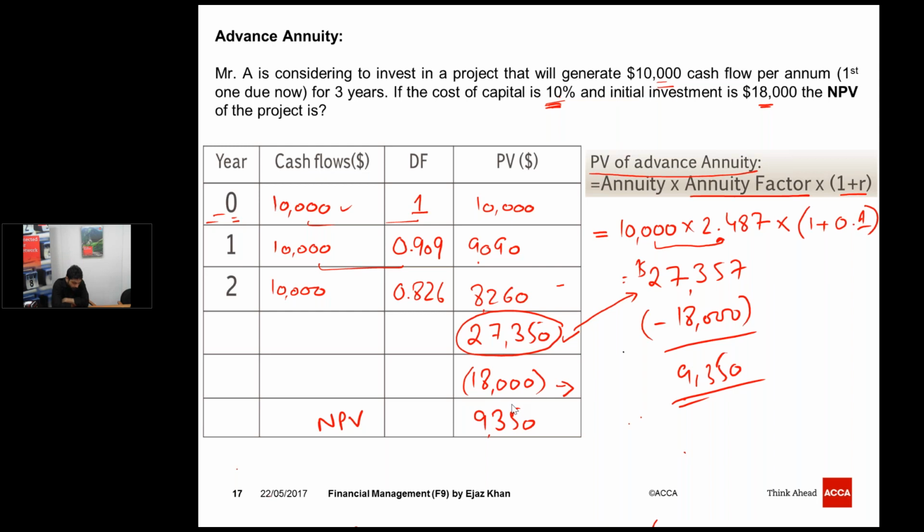There must be a calculation mistake. Just recalculate the figure, and I don't think the difference should be that much.